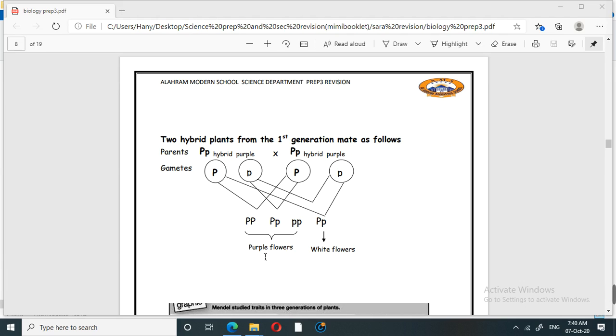Till here, we have finished the first law of Mendel, and there is another law of Mendel, the second law, which we will explain in the next lecture, inshallah.